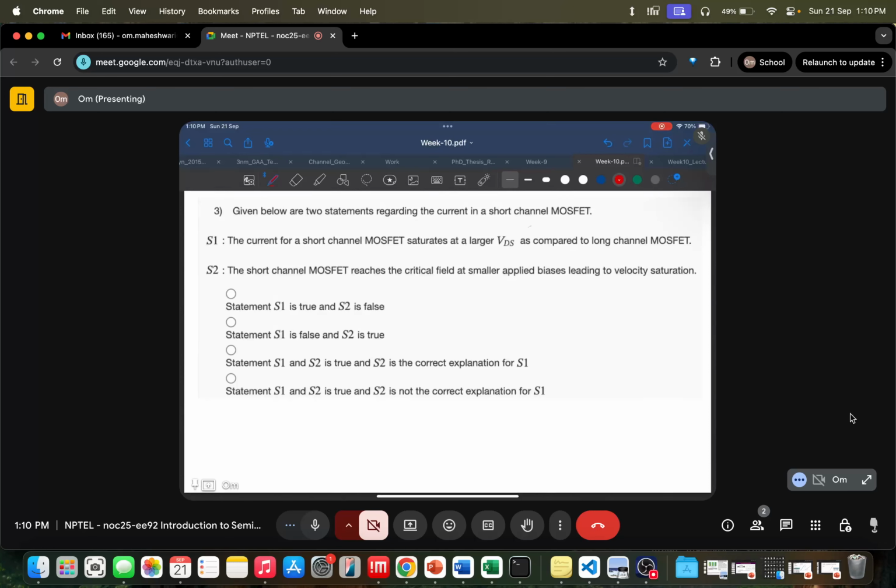So again, statement 1 is false, statement 2 is true, due to velocity saturation. A long channel MOSFET versus a short channel MOSFET, the short channel saturates earlier due to velocity saturation. So statement 1 is false, statement 2 is true.